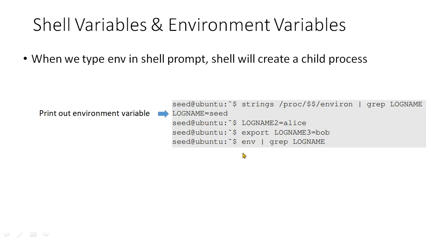Now I'll say again that we have the environment variable LOGNAME seed of the parent process, but in this parent process we defined a shell variable LOGNAME2 and another shell variable LOGNAME3. We export LOGNAME3 and now we run a child process. This child process will print out all of these environment variables that start with LOGNAME. So among these three variables, which one do we see here in the child process?